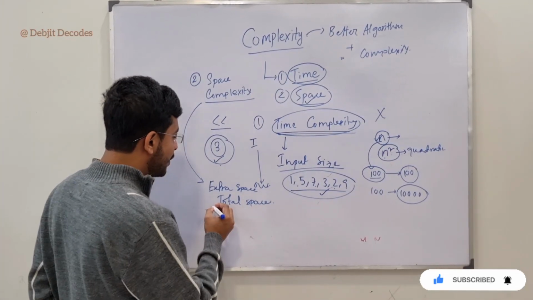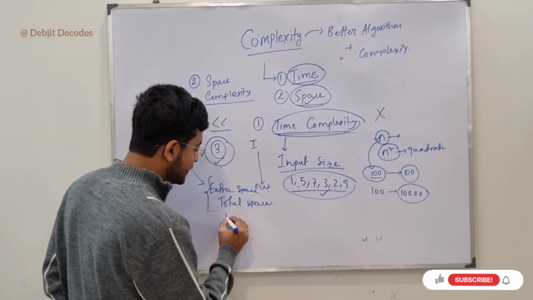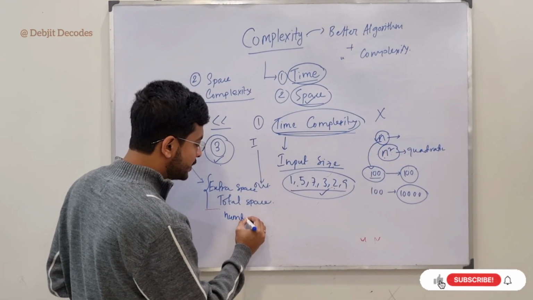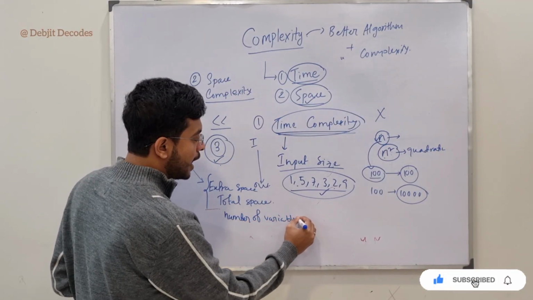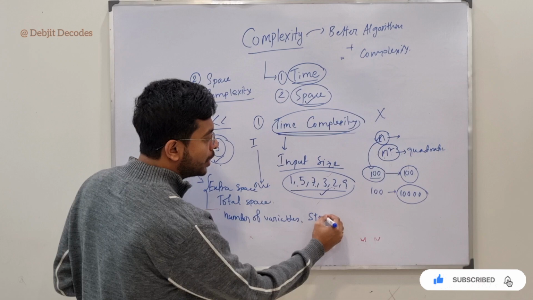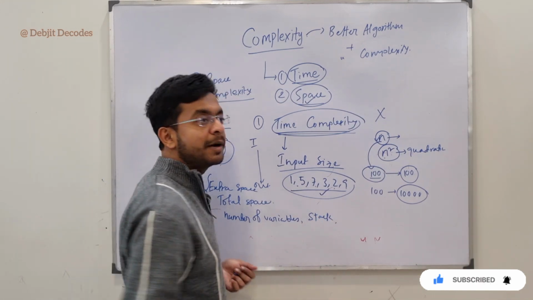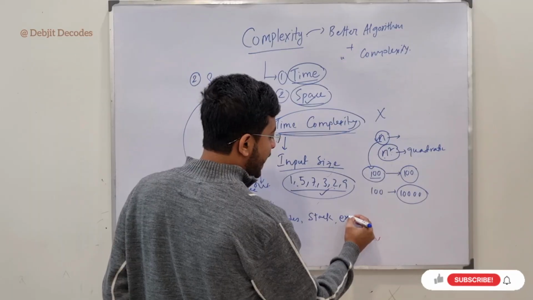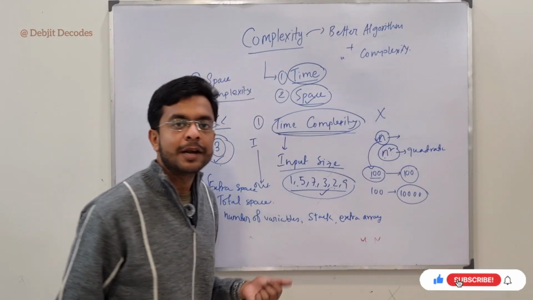So for an example, what are the parameters or what are the things that determine your space? That is, say, the number of variables you are using, how many stack or call stack is there in your program, or might be some other factors like an extra array or anything that you might be using inside your algorithm.